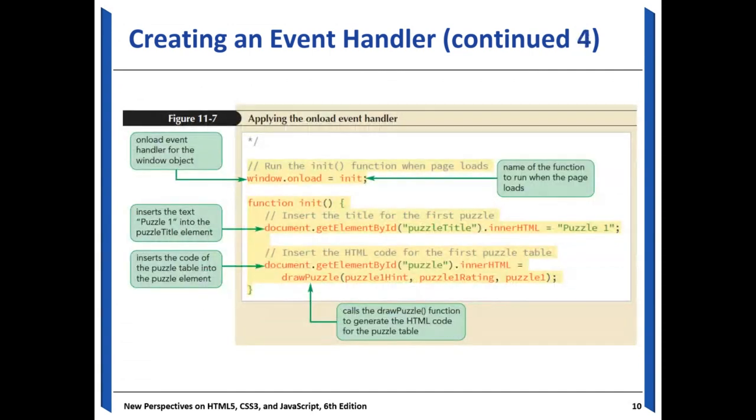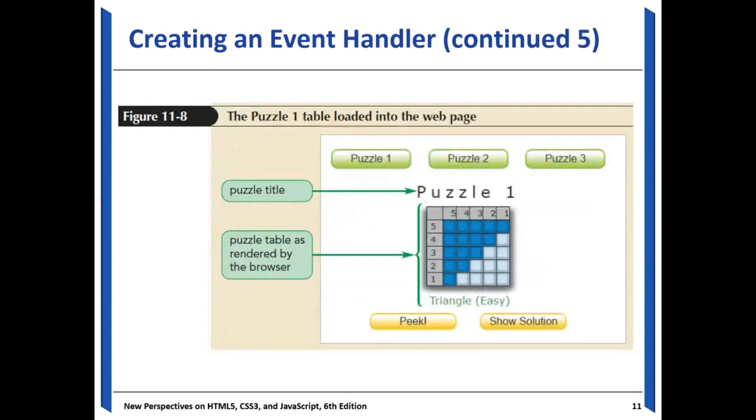And looking at the code for our puzzle, this is applying the onLoad event handler. So we see we have the object here, the onLoad event handler for the window object. So we have window.onLoad. We're saying when the window is loaded, we're going to run the init function, the name of the function. And then we have the function developed here. So this is what will run when the window's loaded. And the output of that.